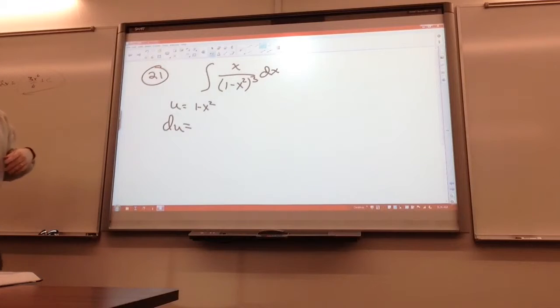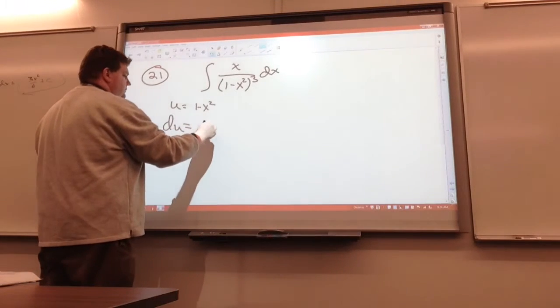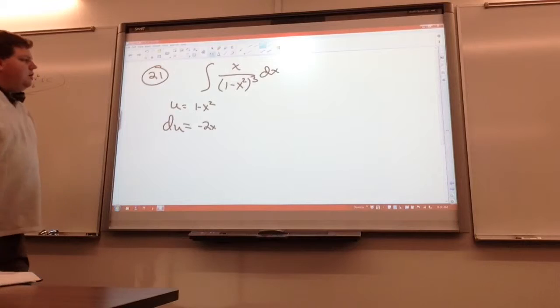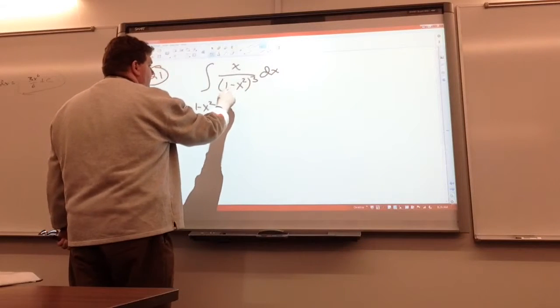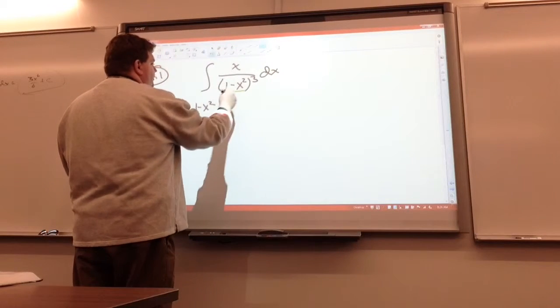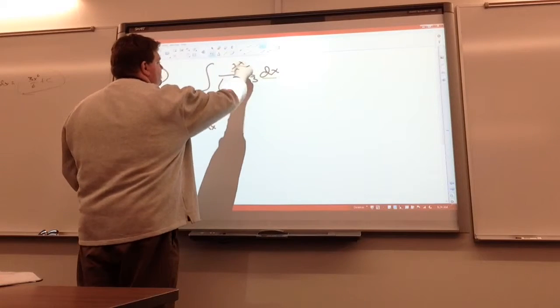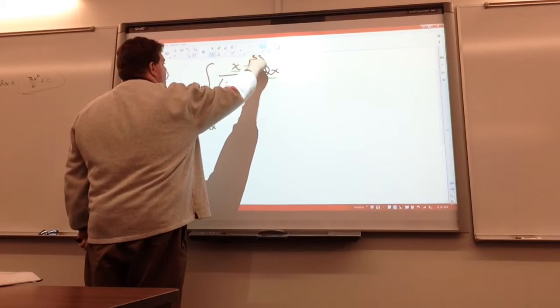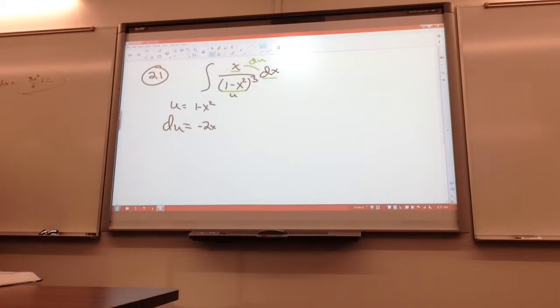So ignoring the rest of the integral, what's du going to be? Negative 2x. All right, good. So, coming through up here, this right there is u, okay? That right there is most of du, right? What am I missing though? A negative 2.